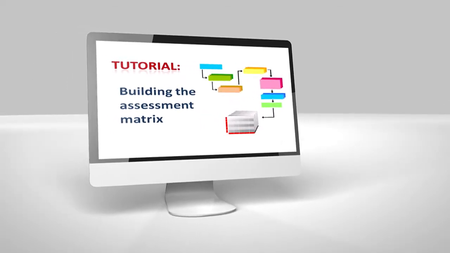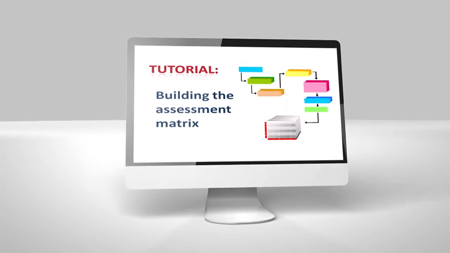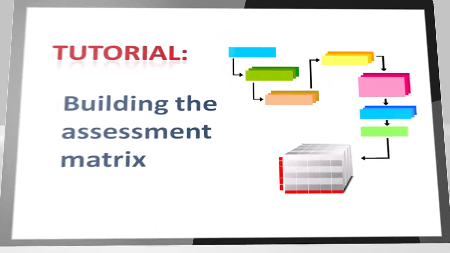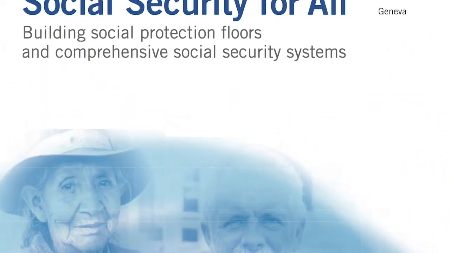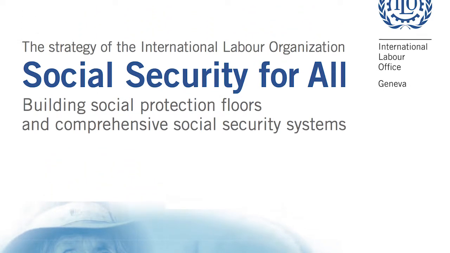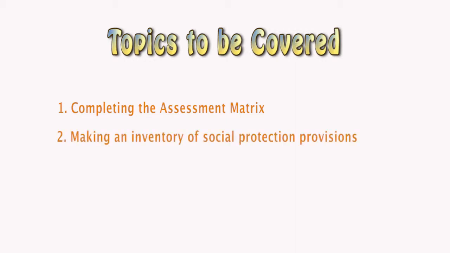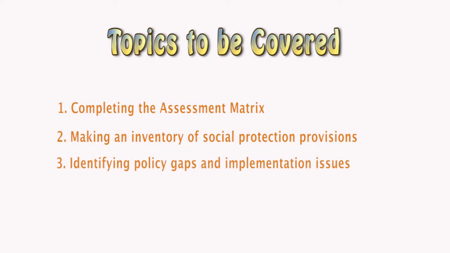This tutorial explains the process of developing the assessment matrix. The assessment matrix is a tool to diagnose the social protection situation in a country, with the objective of completing the social protection floor in that country. Here we learn the process of completing the matrix, including the inventory of social protection programs and services, identifying policy gaps and implementation challenges, and making recommendations to complete the SPF.